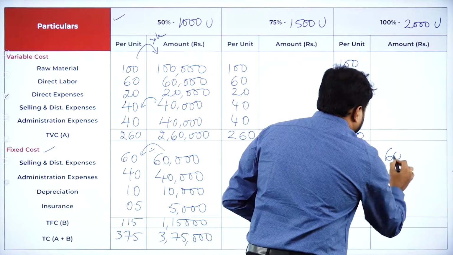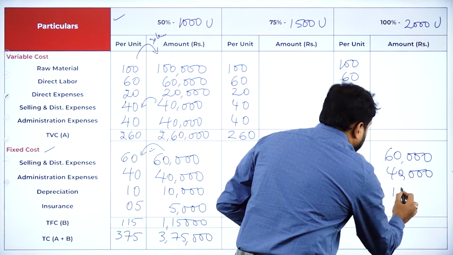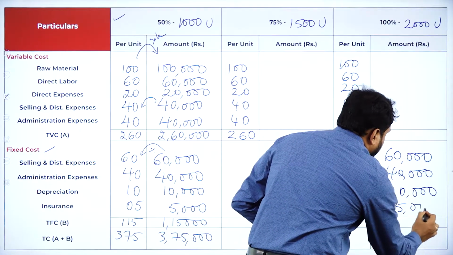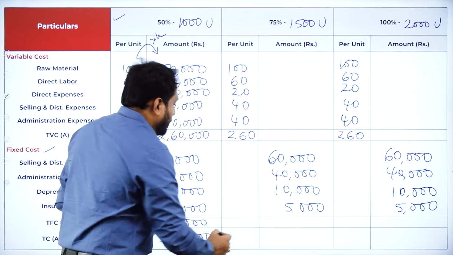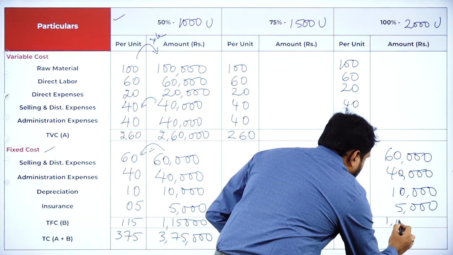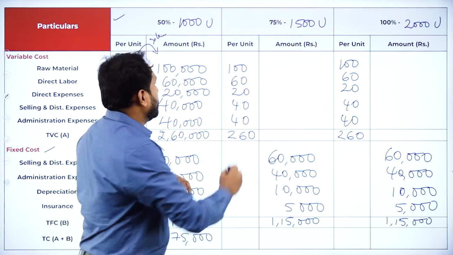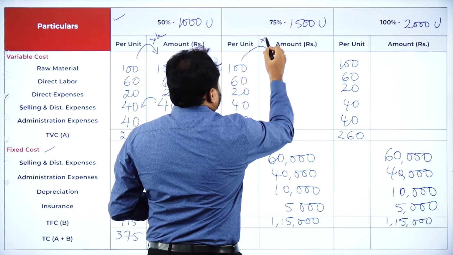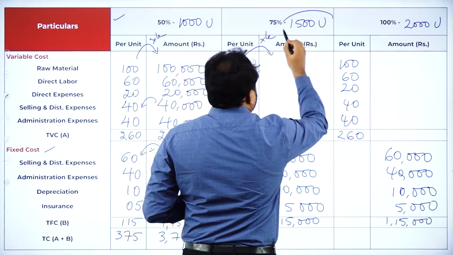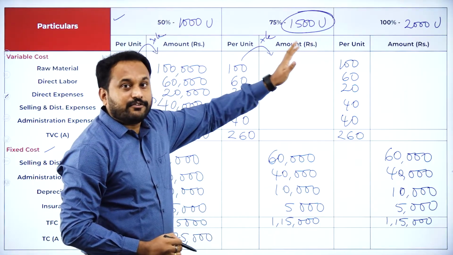Same way here also, 60,000, then you have 40,000, 10,000, and the last one here is 5,000. And you can also write the total 1,15,000. Done. So we are done with this. I told you, from here to here, if you need to write, you should multiply. That means for 1 unit it is 100. For 75% we have manufactured how much? 1,500 units. So 100 into 1,500 units.